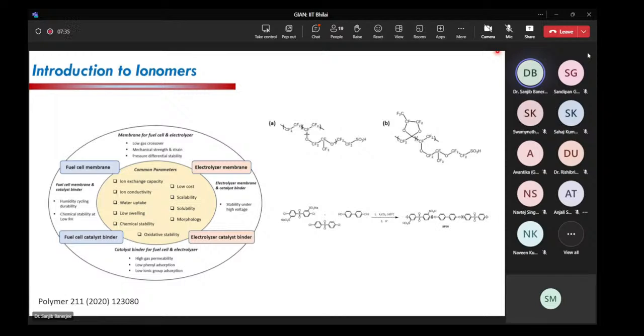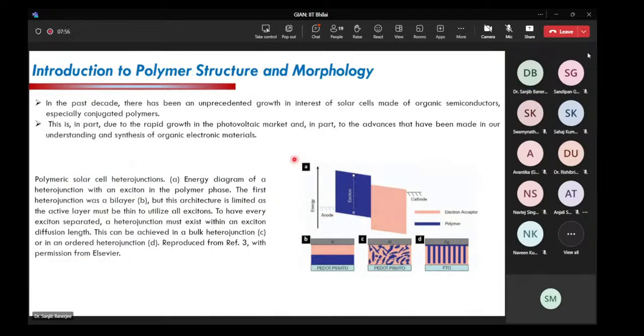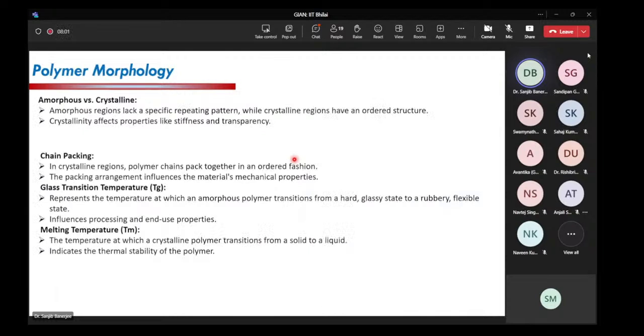If you think at a very basic level, a sulfonic acid has a loosely bound H plus ion that can be converted to generate energy. Clear? Okay, fine. So we'll move ahead. Polymer structure and morphology we'll discuss slowly. Now this slide contains a few concepts which I am sure every one of you is aware of, but I will just mention them for the class, right?